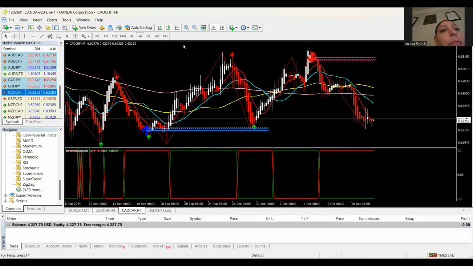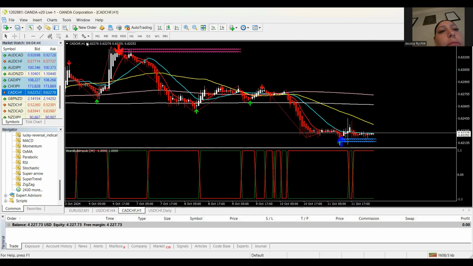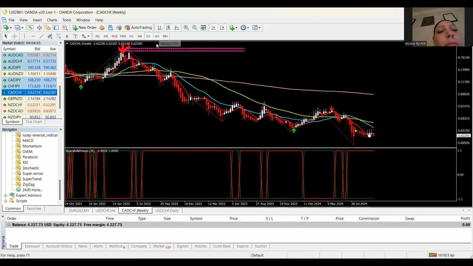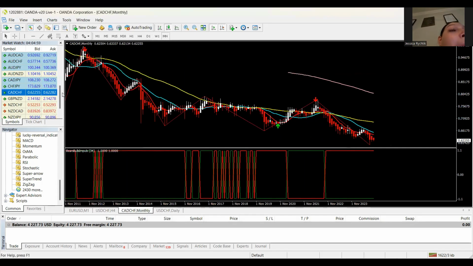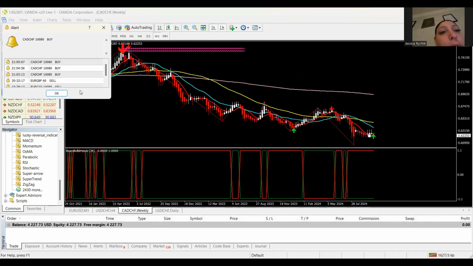Then we go to the 4-hour chart. On the 4-hour chart, it's kind of stable, right? Now we go to the 1-hour chart. On the 1-hour chart, it's looking like it's about ready to buy. So this is a pair that I really like. Let's look at the monthly. On the monthly, though, we're in a downtrend, but it's been going down quite some time. So it's probably due for a reversal really soon.